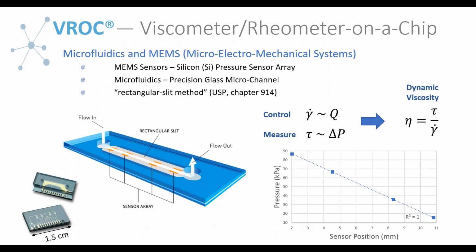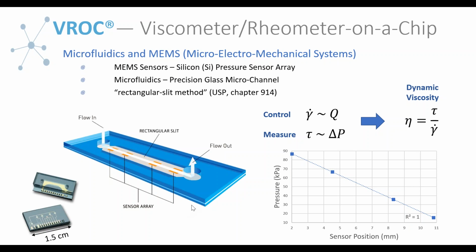So the technology: all of our measurements were done using our instrumentation, and our technology is the VROC technology, which stands for viscometer rheometer on a chip. And this is a combination of microfluidics and MEMS. So what we have then is a microfluidic flow channel, and beneath the flow channel are 4 silicone pressure sensors.